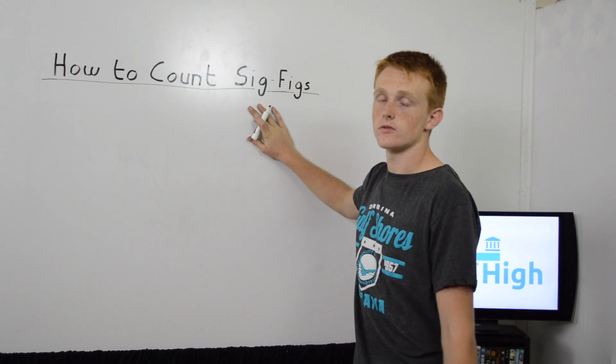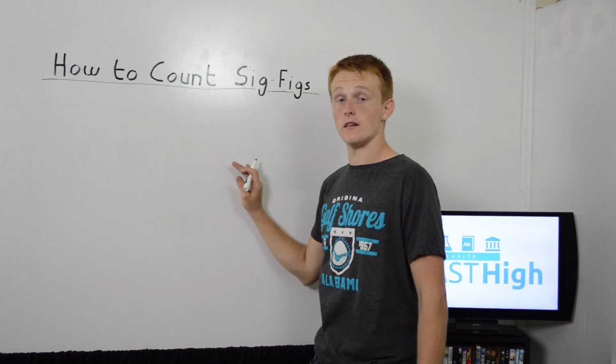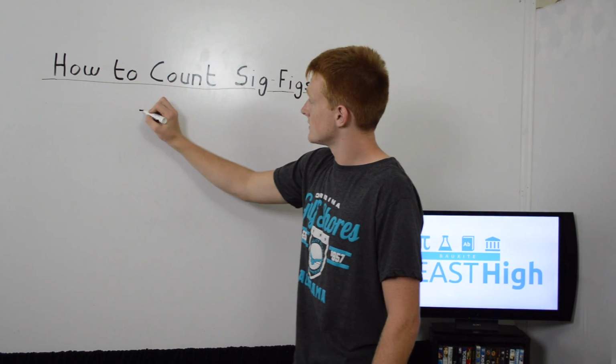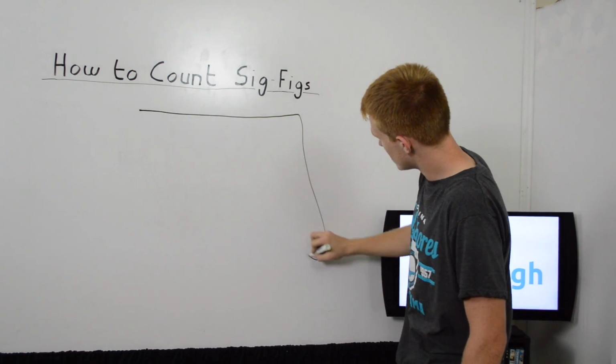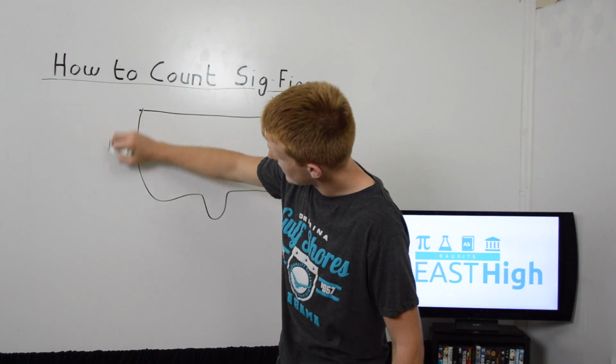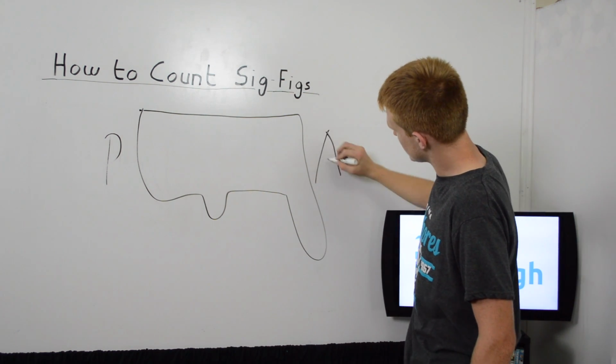Sig figs are very useful in chemistry, physics, pretty much all science. A very neat illustration to help you learn sig figs really fast is the United States. You got Florida, you got a little bit of Texas, you got California. This is your present Pacific side. This is your absent Atlantic side.